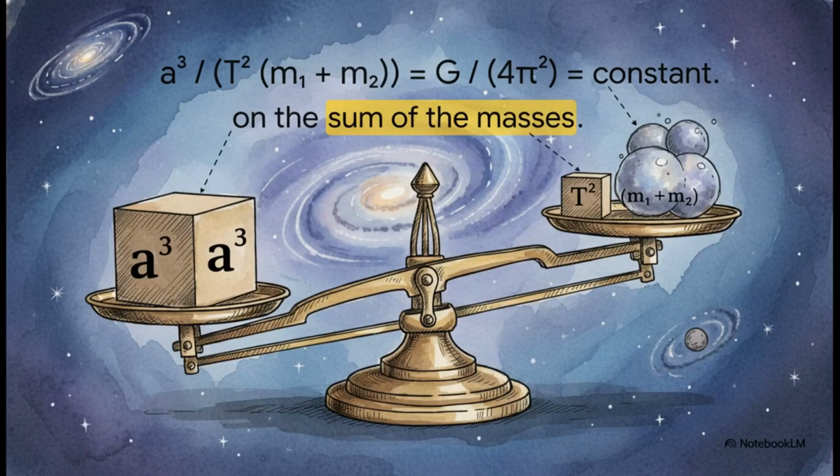And here is the result. This is the Newtonian version of Kepler's third law. The cube of the semi-major axis divided by the square of the period is a constant. But look closely. Newton's derivation adds a crucial detail Kepler couldn't have known. The constant depends on the sum of the masses of the two interacting bodies.